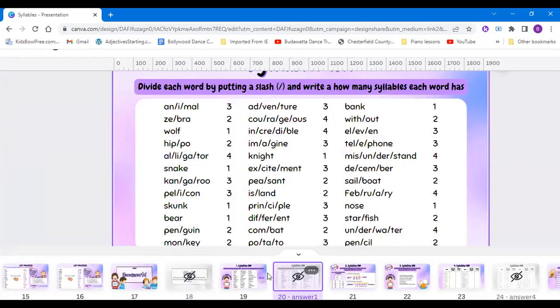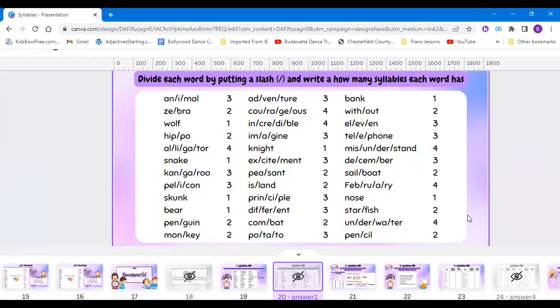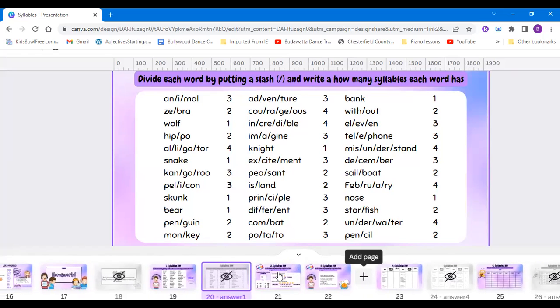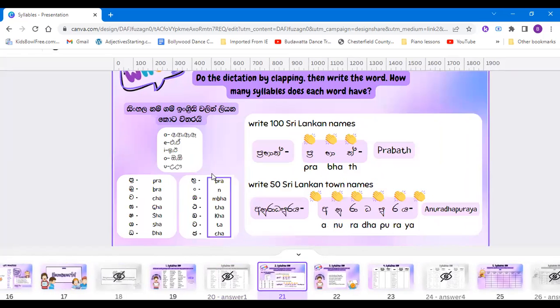Okay, here are the answers for the first page. I'm going to pause for a moment so you can check your work. Okay, and the second page, there aren't really many answers because there's many different ways you can do it. But if you follow the instructions, that's good. And if you did it, you can submit it also to Google Classroom, but it's okay if you didn't.